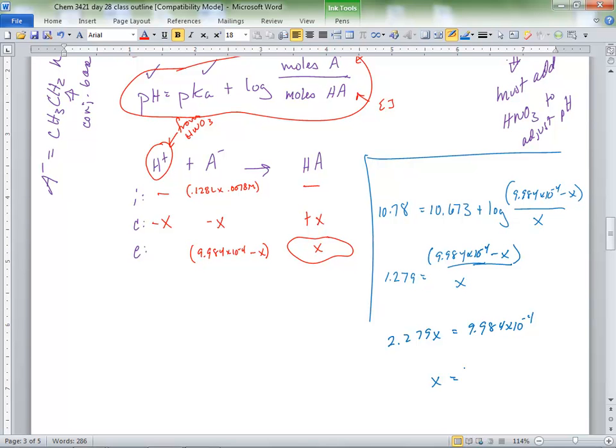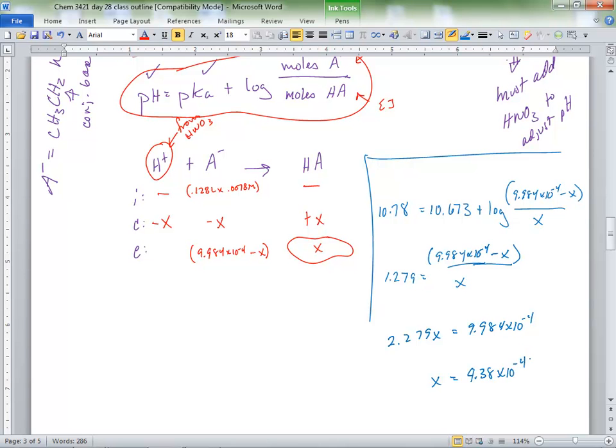So bring the x up to the top. Right? That'll be multiply x times both sides. You'll end up with 1.279x equals 9.984 times 10 to the negative 4 minus x. Add x to both sides. You end up with 2.279x equals 9.984 times 10 to the negative 4. Okay? Right? And then solve for your x. I got 4.38 times 10 to the negative 4.